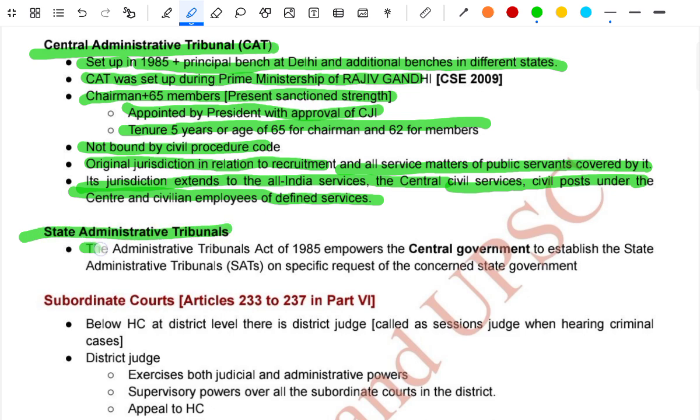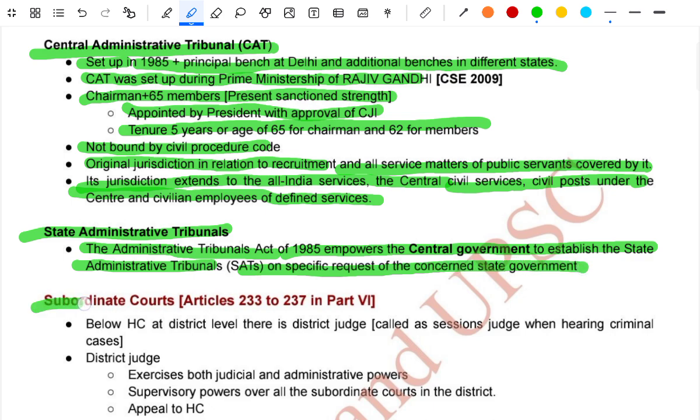State Administrative Tribunals. The Administrative Tribunals Act of 1985 empowered the central government to establish state administrative tribunals on the specific request of the concerned state government.